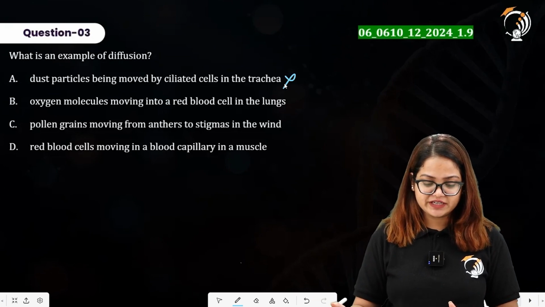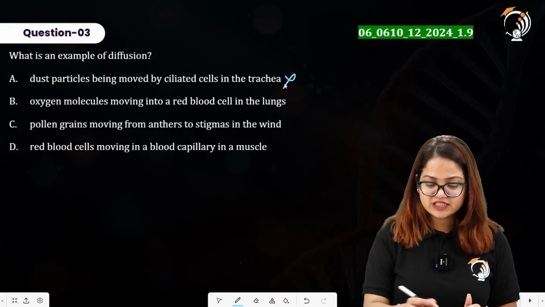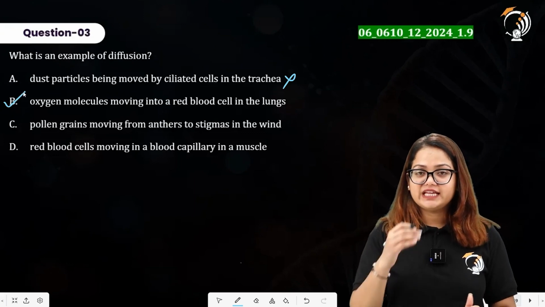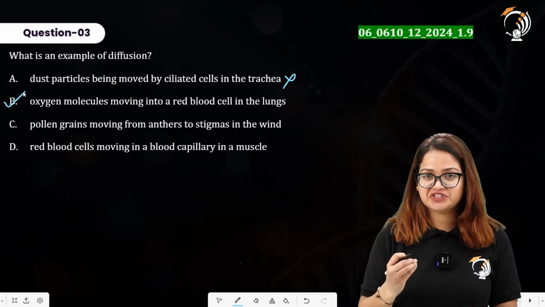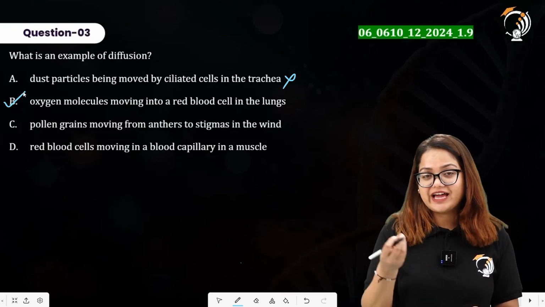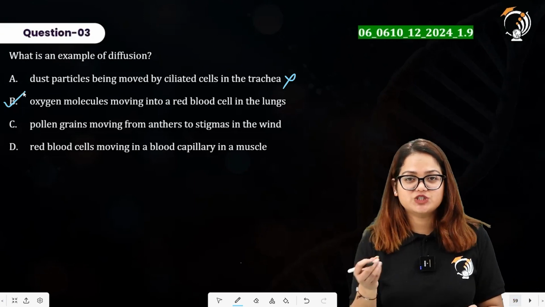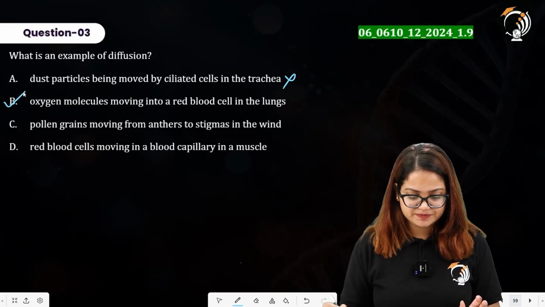Following the concentration gradient, oxygen molecules moving into RBC in the lungs. So this is the right answer. Since we have observed that the RBC in the blood capillaries have low oxygen concentration, and the alveoli have high oxygen concentration, the molecules of oxygen move into the blood capillary. So this follows the diffusion process.